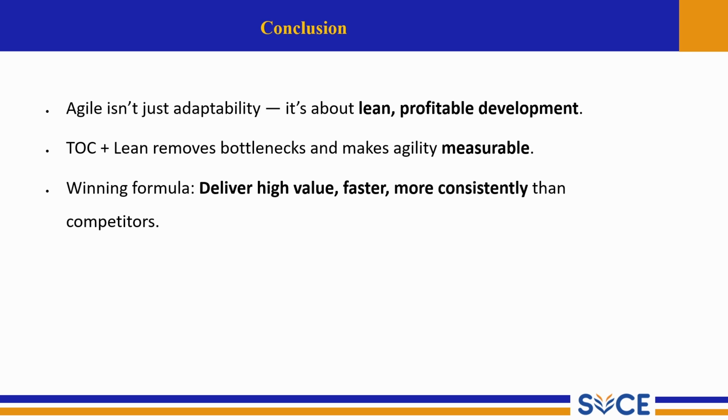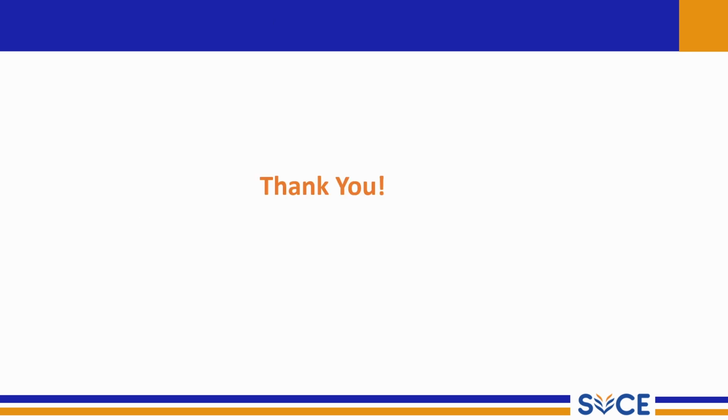Agile is not just adaptability, it is about lean, profitable development. Theory of constraints plus lean removes the bottlenecks and makes agility measurable. So here the winning formula is to deliver high value faster and more consistently than the competitors using Agile. So thank you.